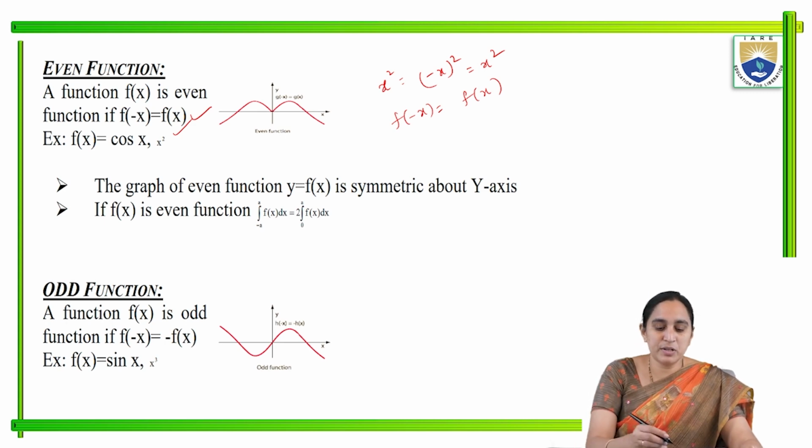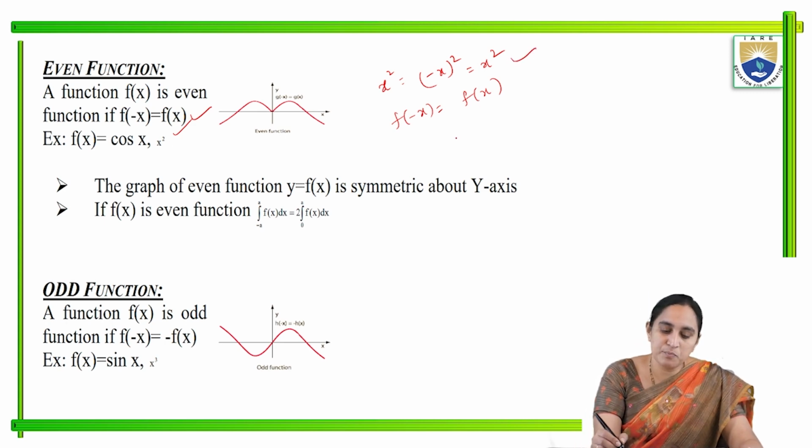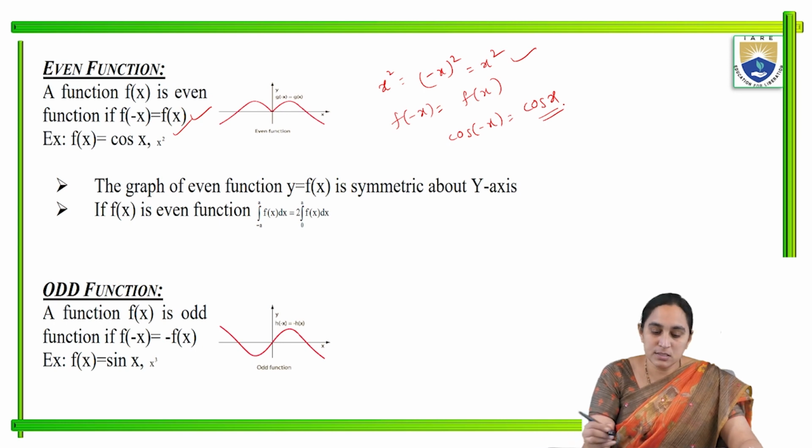What are the examples for that? x square is one example, and cos of minus x is equal to, again we get the same function, cos x. This is the graph for the even function. And the graph of even function y is equal to f of x is symmetrical about the y-axis. If f of x is an even function, then integral minus a to a f of x dx is equal to 2 into integral 0 to a f of x dx. This is the formula.